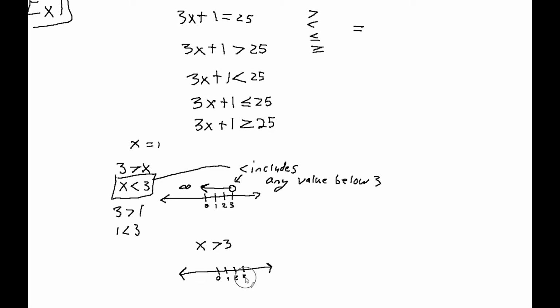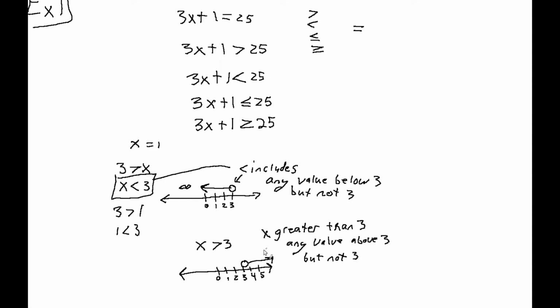And then we can write this graph representing x is greater than 3. So if x is greater than 3, then that means it can be any value above 3 but not 3. Let's go to number 2.